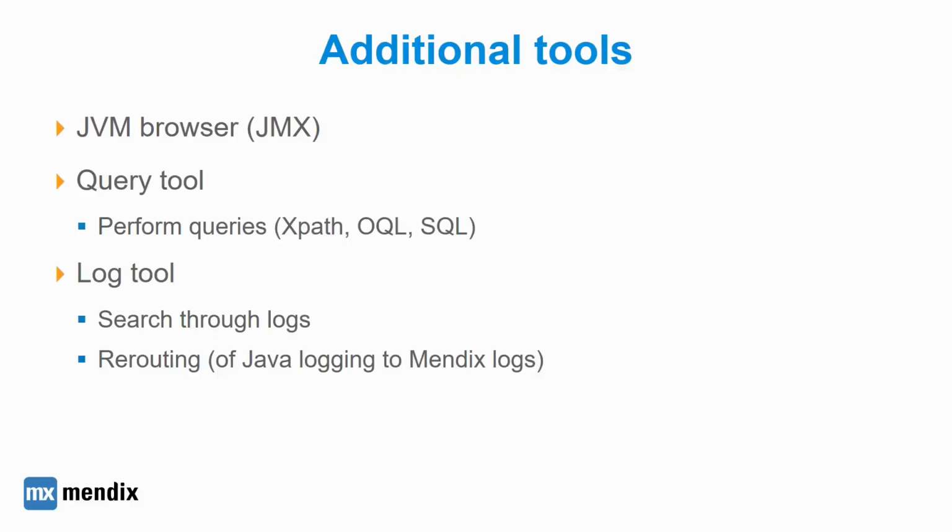Another tool is the query tool. Instead of modifying your model and redeploying it to production and then performing your queries, you can also enter them and execute them during runtime using XPath, OQL or SQL. Another tool is the log tool, which records all the logs which are available within the system and will provide you with a way to search through them. Another feature of the log tool is to reroute custom logging from Java libraries to the Mendix default logging.